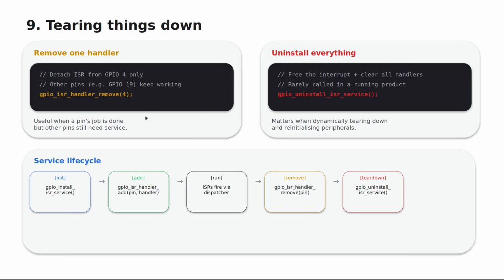Now, let us look at gpio_uninstall_isr_service. As the name suggests, this API removes the complete ISR service. All the registered handlers are removed. The dispatcher is also removed. Finally, the interrupt allocated by the service is released. So the sequence is: install the service, register the handler, run the application, and remove individual handlers only when required. Finally, uninstall the complete service only when you no longer need it.